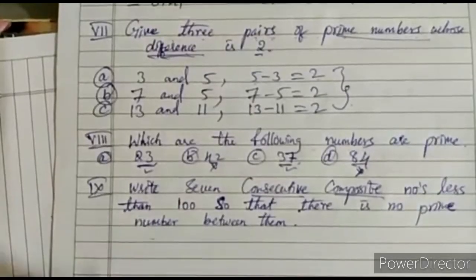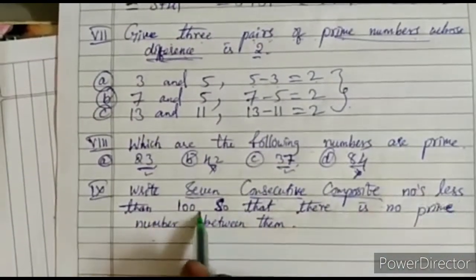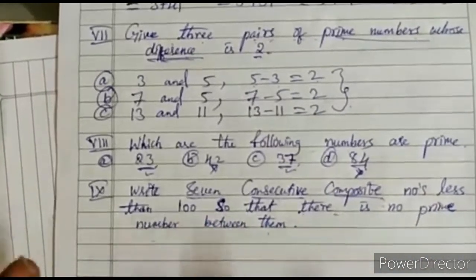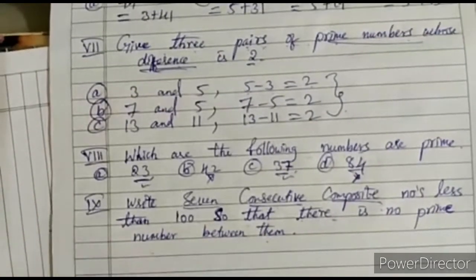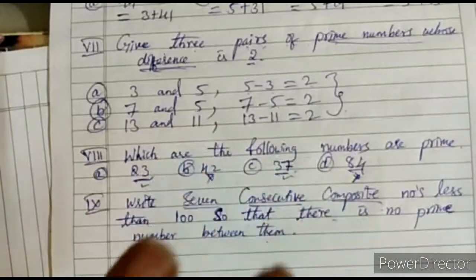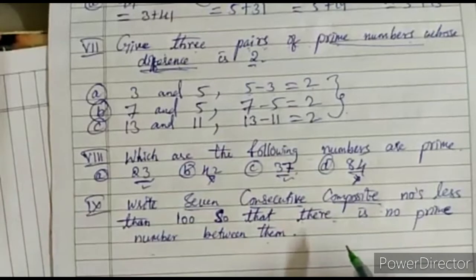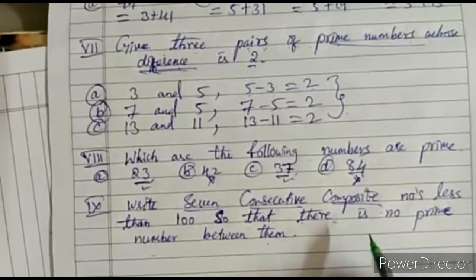So, question number 9: write 7 consecutive composite numbers less than 100, so that there are no prime numbers between them. Right? What is the difference between them? 2, 3, 5 are prime numbers, then 11, 13. How much difference? 13, 14, 15, 16, 17: only a difference of 3. But we want 7 consecutive numbers less than 100. What is the maximum that comes?